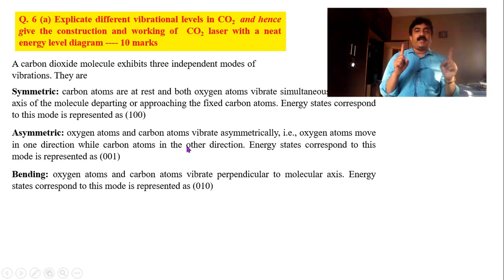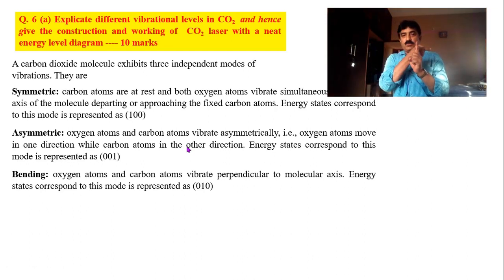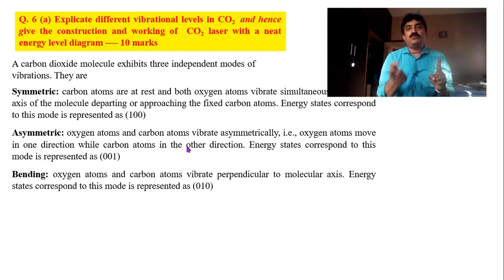Next, asymmetric. Oxygen are going like this, carbon is going like this. So carbon and oxygen are vibrating in the opposite direction. When carbon is coming this way, oxygen is going like this. So this is asymmetric vibration, and it is represented by 001.